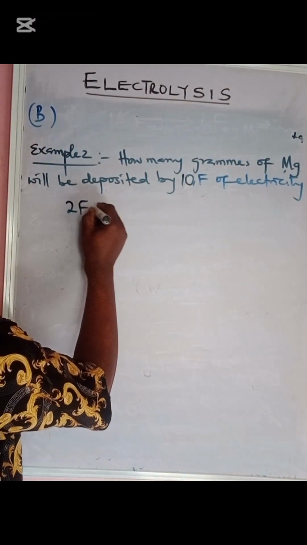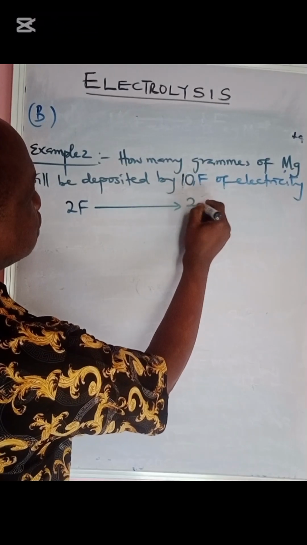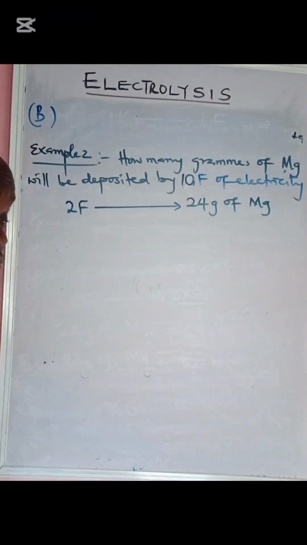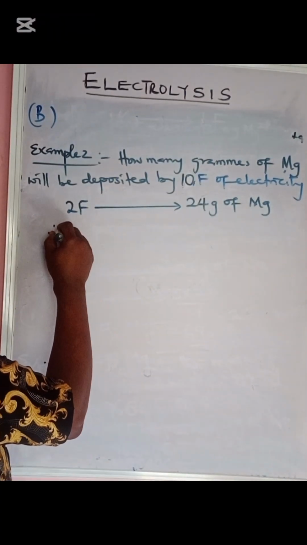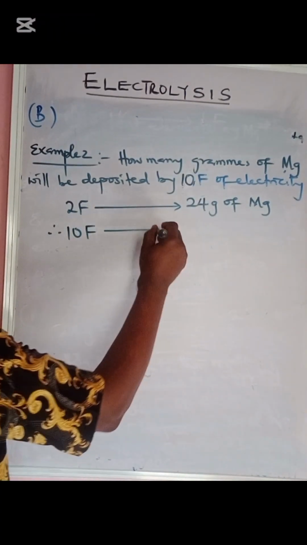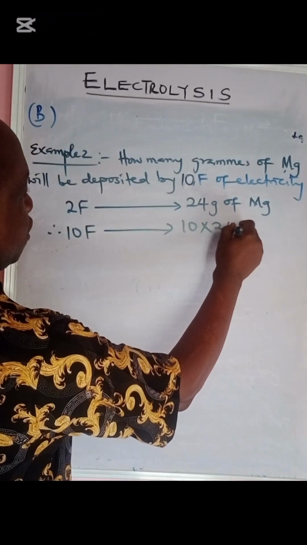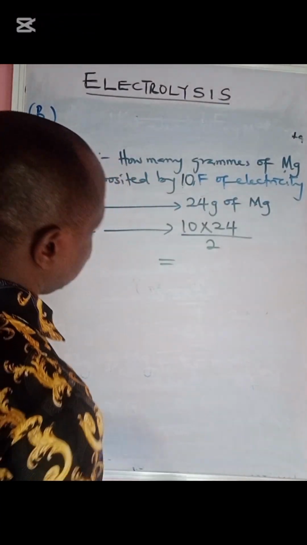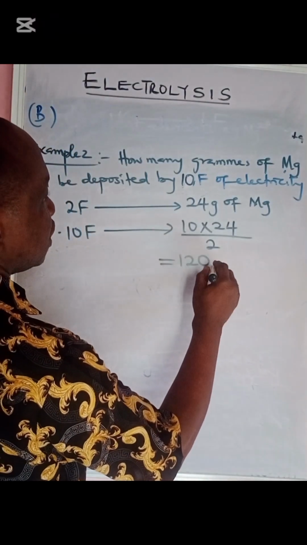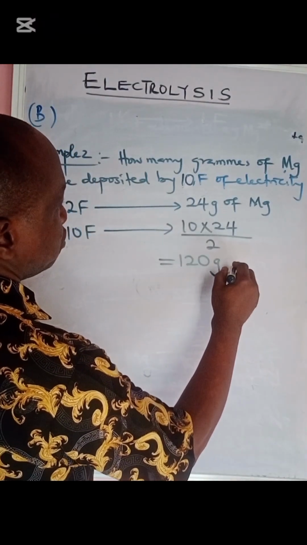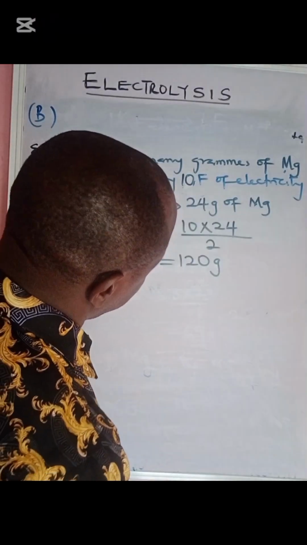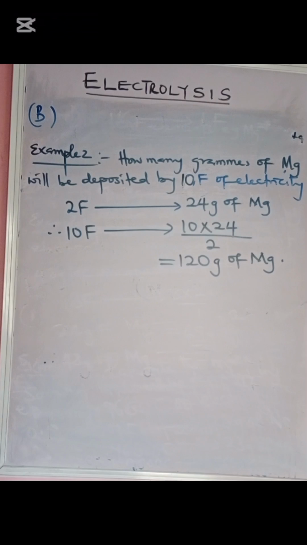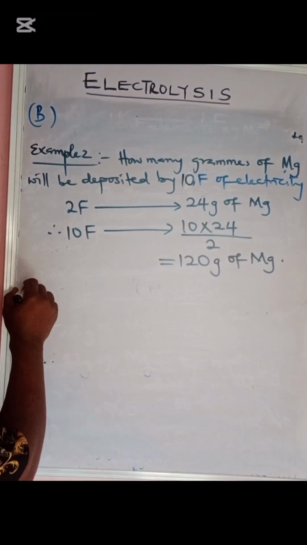Here, 2 Faradays of electricity is required to deposit 24 grams of magnesium. That's the equation, because it's divalent. Therefore, 10 Faradays will be 10 times 24 divided by 2. So 240 divided by 2, it will be 120 grams. 120 grams of magnesium will be deposited. Take note of all this simple calculation.